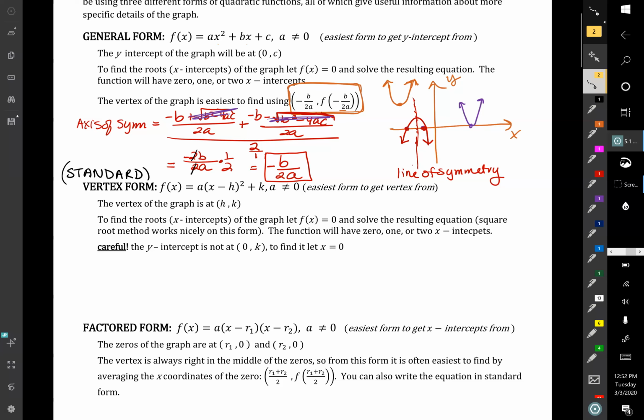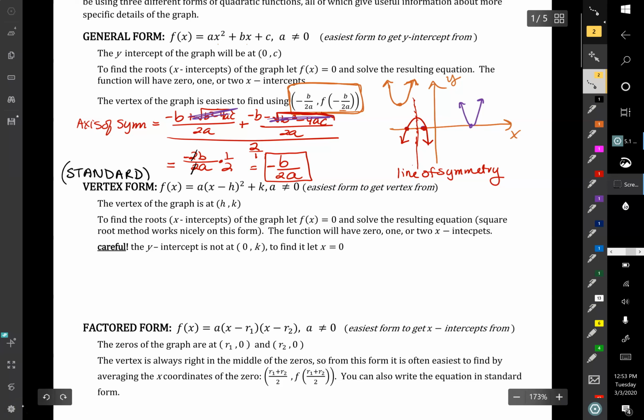Your book does it a little differently. You can use that technique as well. They just figure out what the vertex is by using the line of symmetry and plugging in. So that's an option as well.